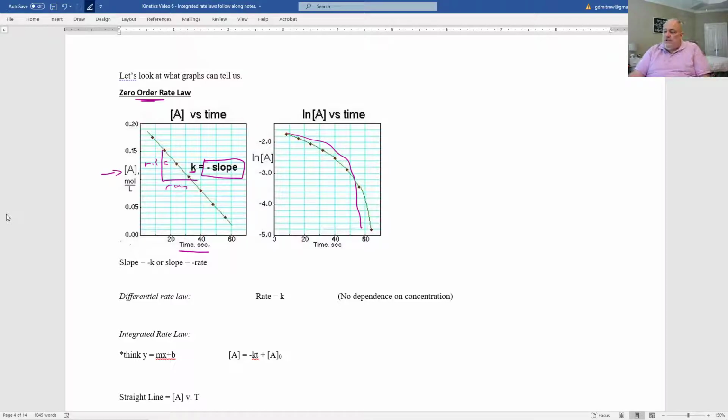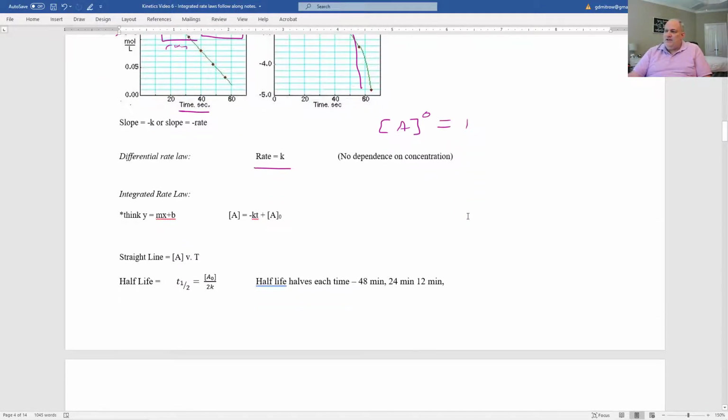So our differential rate law for zero order is just rate equals k, and that's because if we take a concentration and raise it to the zero, that's 1. Now, again, if you are really comfortable dealing with integration, you can get from here to here, but if you haven't, this is what you need to memorize.